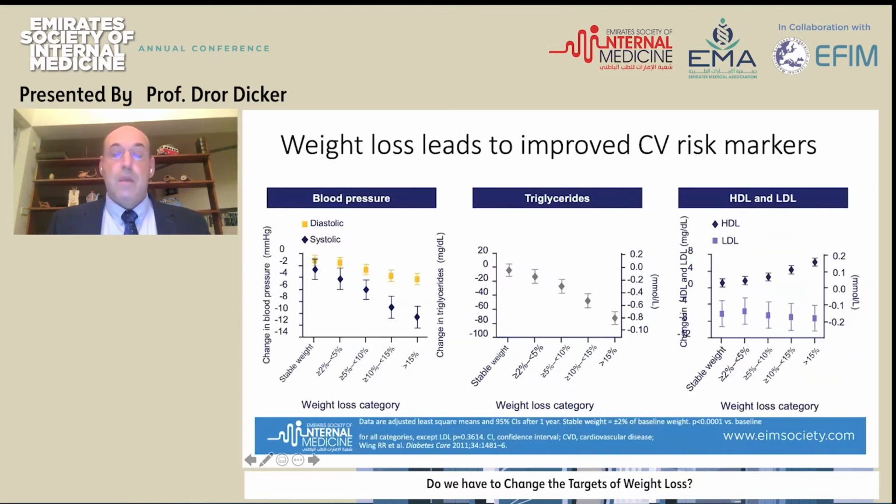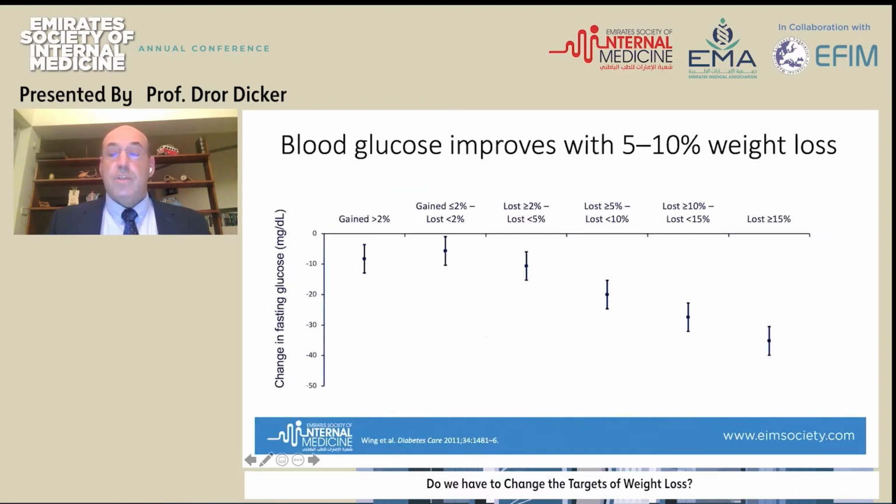Again, if we look at blood pressure, triglyceride, and HDL and LDL level, the higher the weight loss, the better the effect, as you can see. And also, as I mentioned before, on blood glucose levels, the range between 10% and 15% weight loss has a meaningful effect on reducing glucose level.